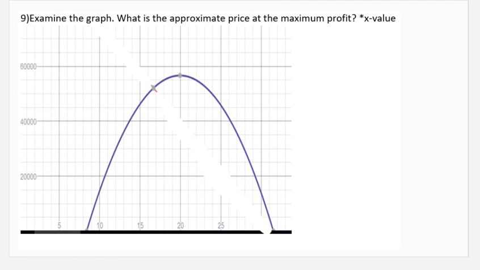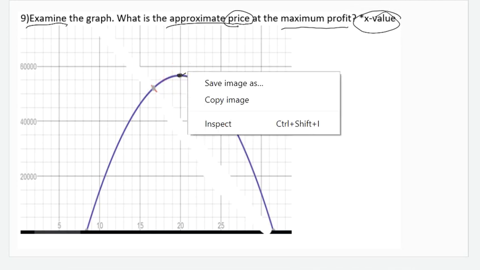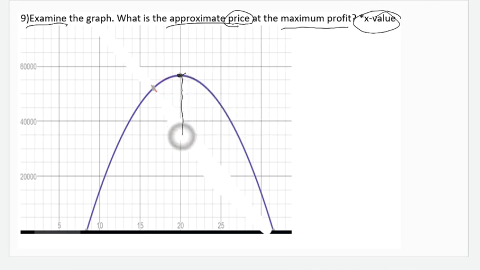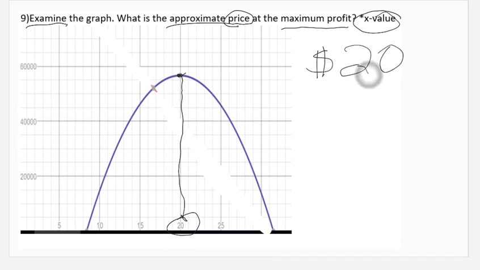Okay, examine the graph. What is the approximate price for the maximum profit? So we're looking at the x value. The x value is right here. We look down here, and it is 20. So it is $20.